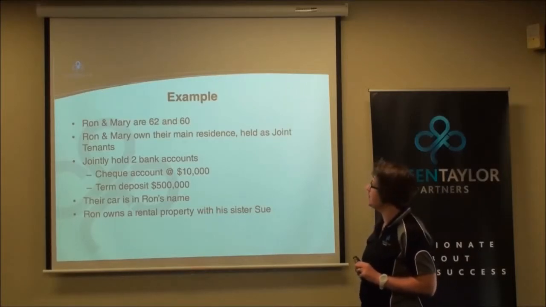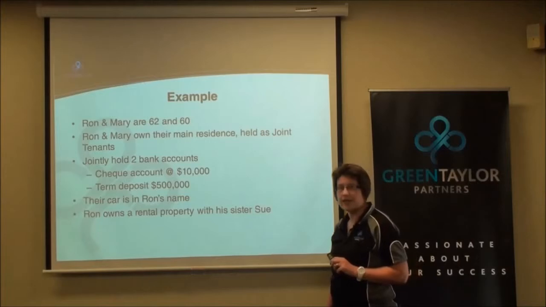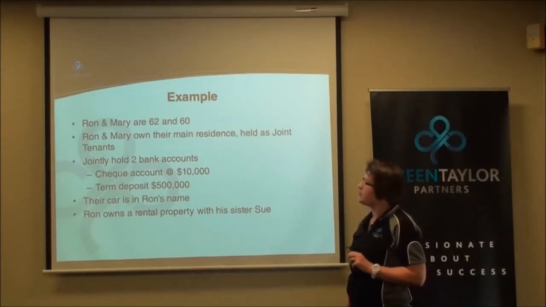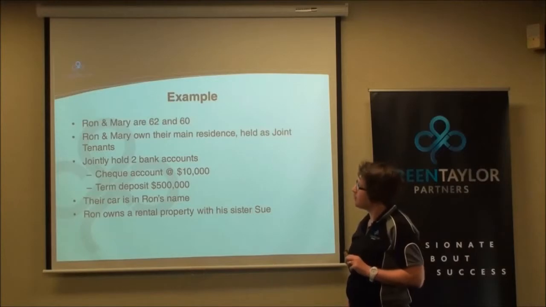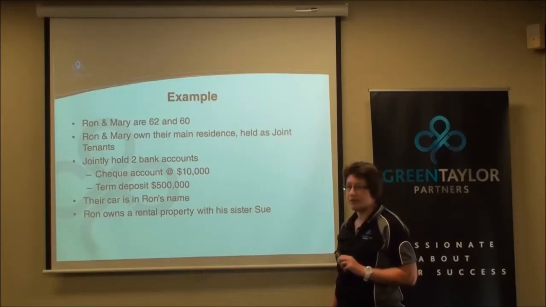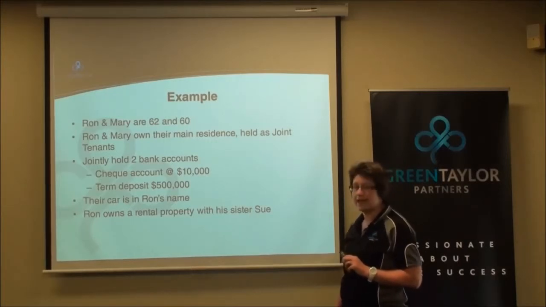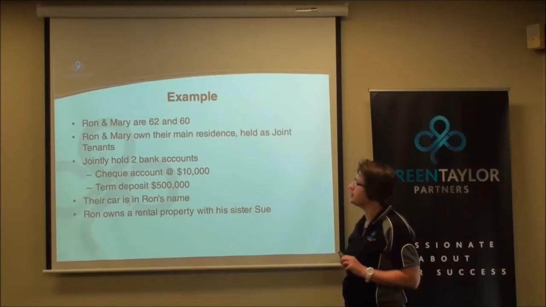So if we talk about their main residence, if Ron was to pass away, as it's held joint tenants, under the survivorship principle, Ron's share would automatically transfer to Mary. The same is with their bank accounts. Because they're jointly held and again under survivorship, Ron's share would automatically transfer to Mary upon his death.